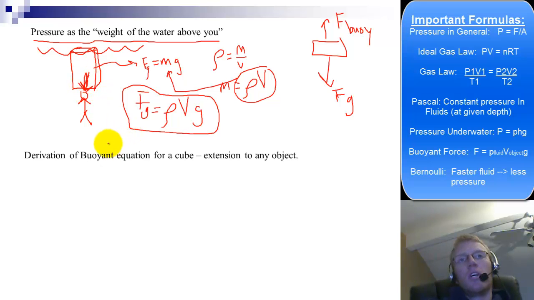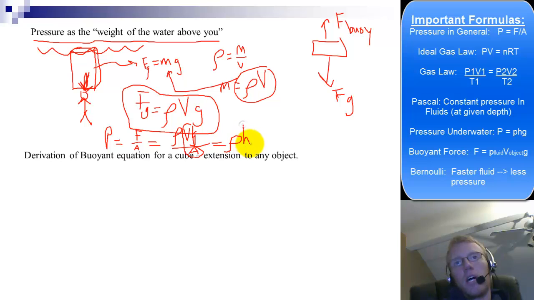Okay, so to find the pressure on you, you have to do force divided by area. Okay, well, force divided by area is going to be the density times the volume times the gravity divided by your area. Now the volume divided by the area, we've got the height. So there's a way to get the formula for pressure by looking at the weight of the water above you.